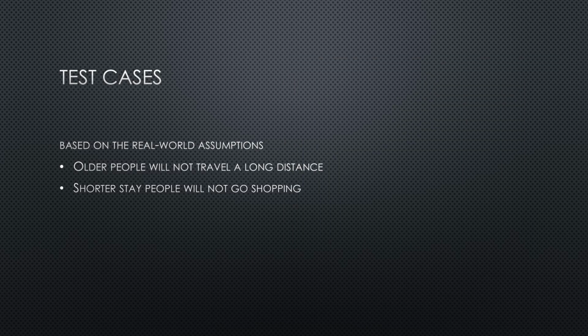Two different scenarios are tested to check the accuracy and the performance of the model. The first one is that older people will not travel a long distance and shorter stay people will not go shopping. So both of these can be determined by the two variables that we have implemented in the model, age of the passenger and length of the stay. So we have built in a condition that if the age of the passenger is greater than 70, then they will not really move. They'll just stay at their departure zone. And say length of the stay is less than 30 minutes, then they're waiting to already board their plane, so they're not going to move around much.